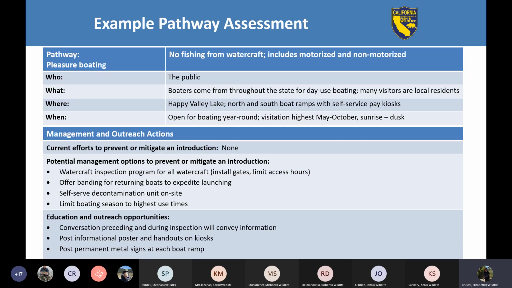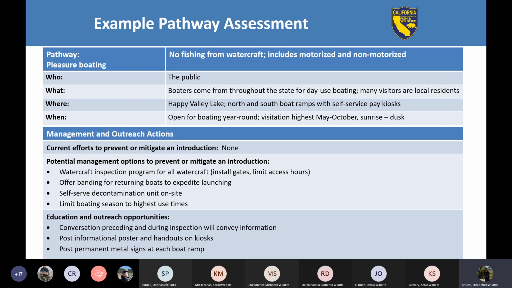So I'm going to go through an example pathway assessment here. On our website, we do provide some guidance documents that you can use to write your prevention plan. We have one that's just a narrative with instructions and another that's an example template. It's optional, but it might help you organize your information. And this table I'm showing here is shown in that template as an example.